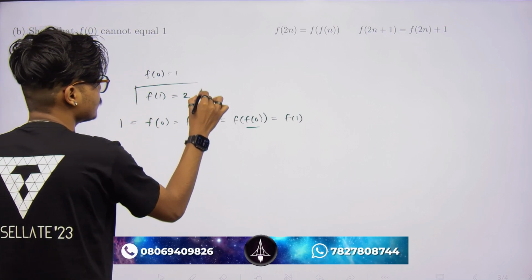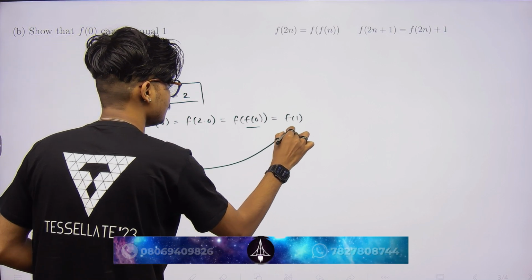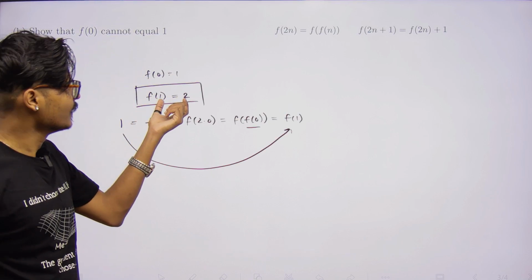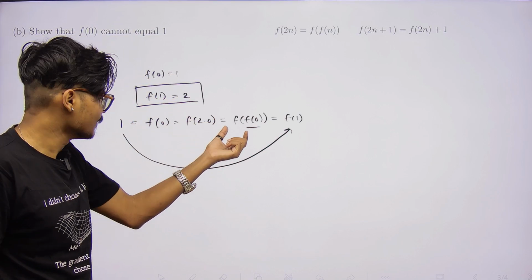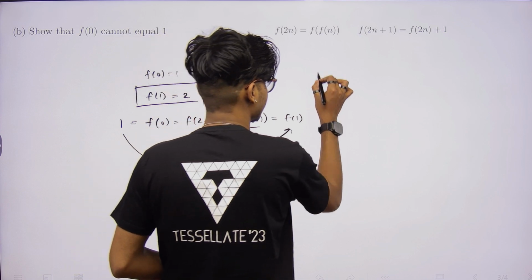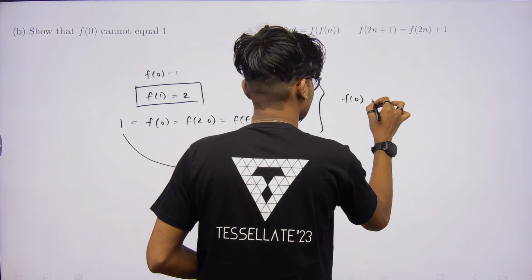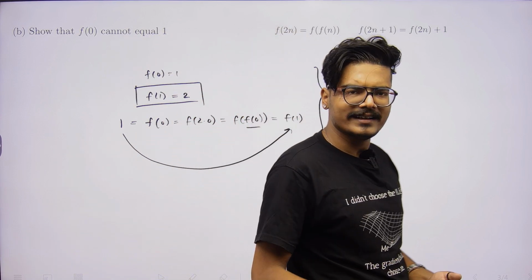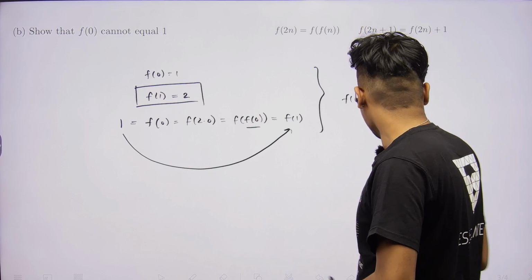So if you look at these two equations, you can see from one equation we get that f of 1 is equal to 2, and from the second one we get that f of 1 is 1. So this gives you a contradiction, right? So from here you can say that f of 0 cannot be equal to 1. A very straightforward, simple part B. Coming to the third part.